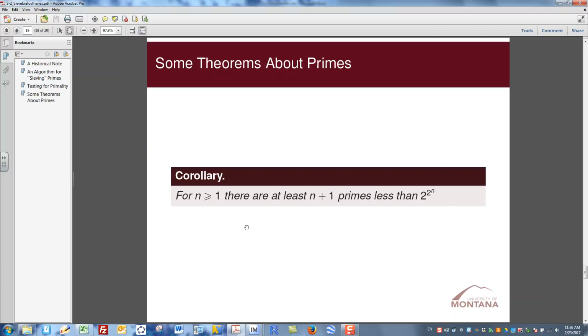So there's a corollary that says there are at least n plus 1 primes less than 2 raised to 2 to the n. I guess all that is an adjustment of the index. It tells us how many primes are less than a certain upper bound. So this again gives you a little bit of a density argument.